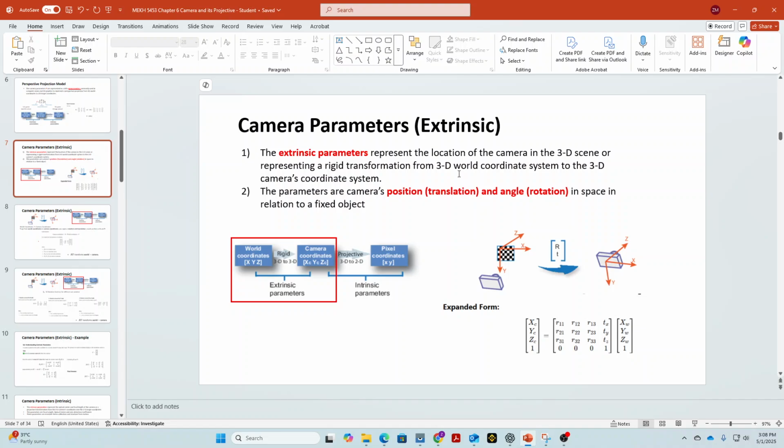Okay, let's look at the first one, the extrinsic parameter. The extrinsic parameter represents the location of the camera in the 3D scene, or a rigid transformation from the 3D world coordinate system to the 3D camera coordinate system. The parameters are the camera position, which is the translation, and the angle of rotation in space in relation to a fixed object.